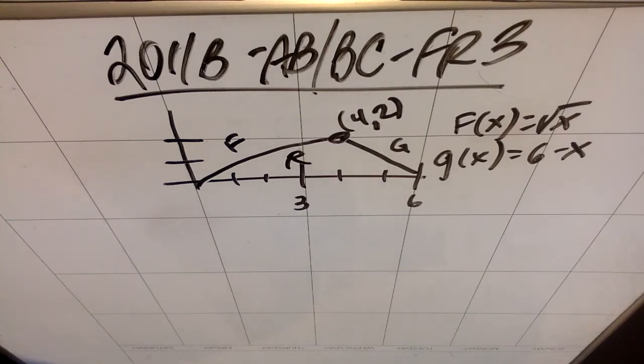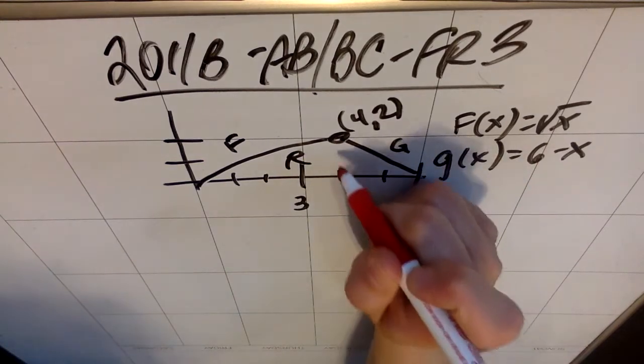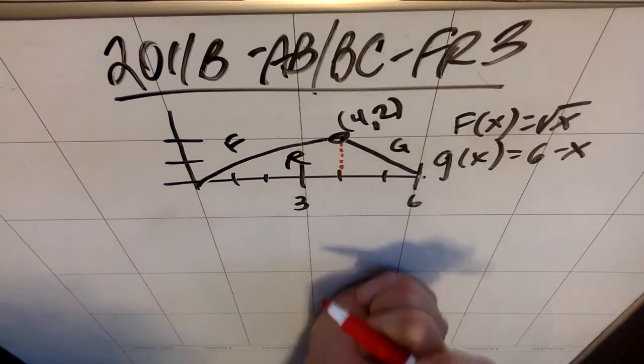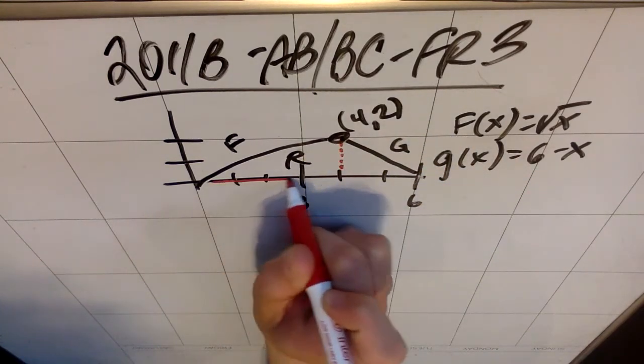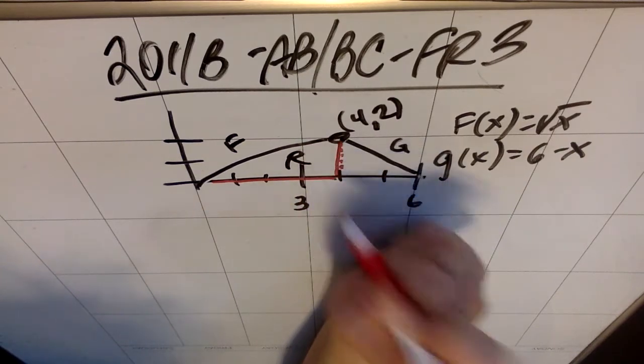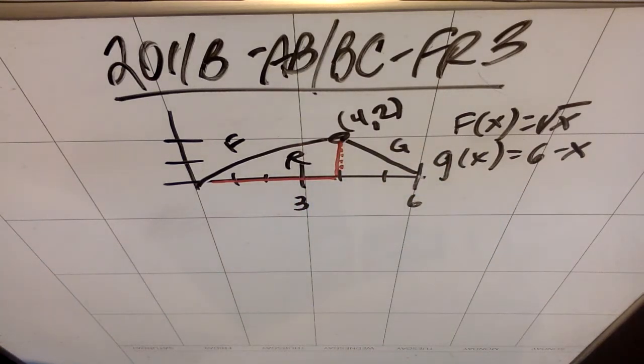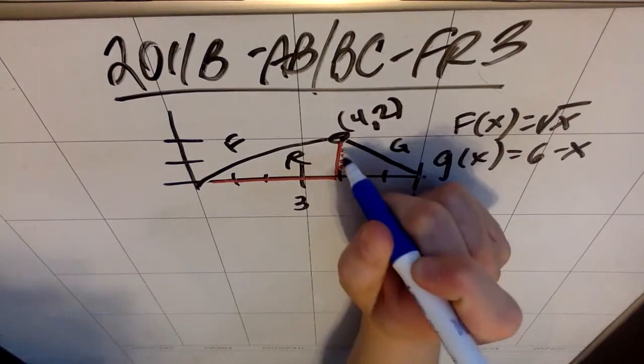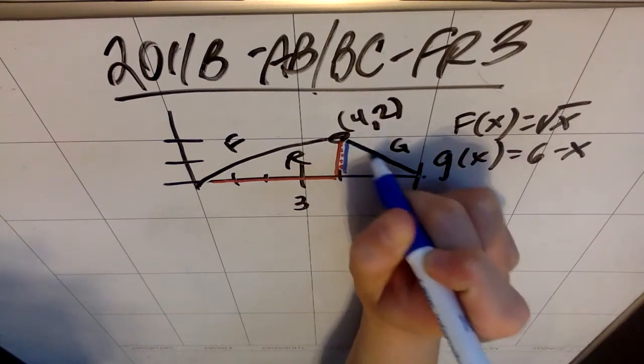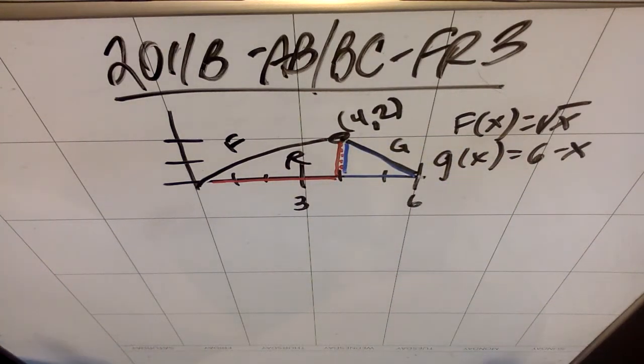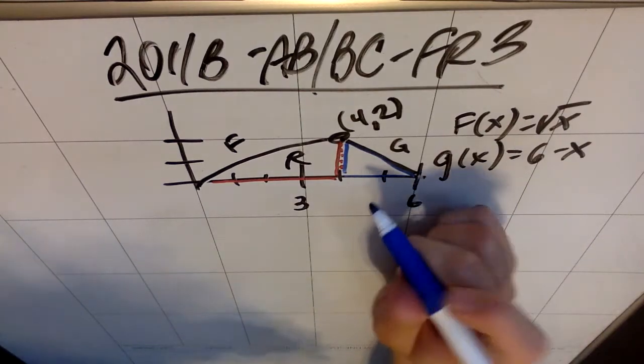Part A, find the area of R. So the trick here is that you have to break it into two pieces. You need to find the area under the f curve from 0 to 4, and then you need to find the area under the g curve from 4 to 6. Now, you can find the area under the g curve pretty simply by just using the area of a triangle, or you can integrate it. I don't really care.